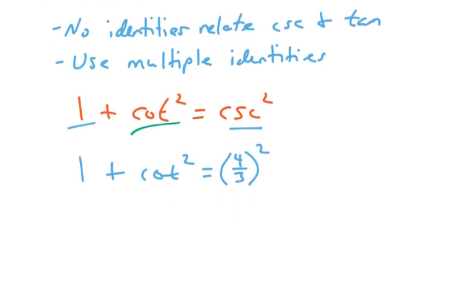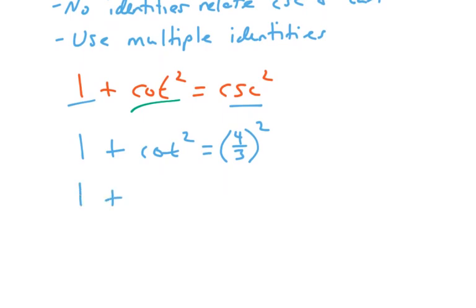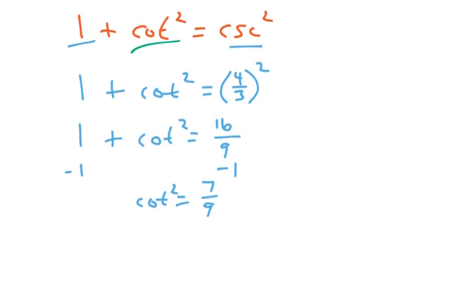Okay, let's simplify a little bit. 1 plus cotangent squared is equal to 4/3 squared, which means 4/3 times 4/3, so that's 16/9. Then we need to get cotangent squared by itself, so I'm going to subtract 1 from both sides. This would be 9/9, so 16/9 minus 9/9 gives us 7/9. So the cotangent squared is equal to 7/9, and to find the cotangent itself, we take the square root of both sides. So the cotangent is equal to the square root of 7 over the square root of 9, which is 3.